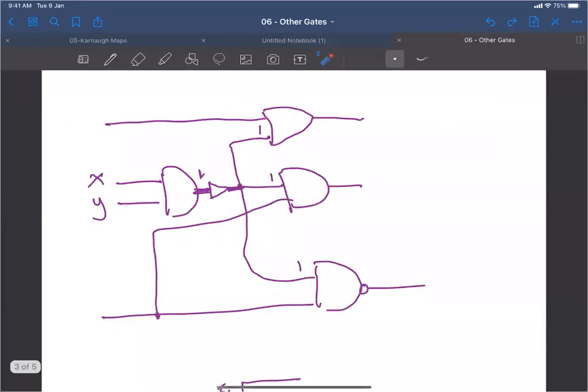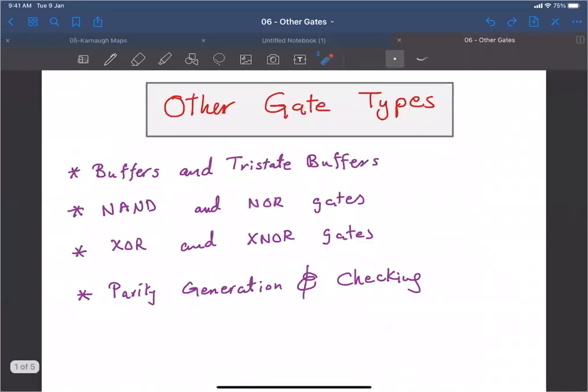Okay, which is basically about the other gates. Now we are going to elaborate more on the gates that we studied very briefly before: buffers, tristate buffers, NAND, NOR, XOR, XNOR, and the parity generation and checking circuits using XOR and XNOR.